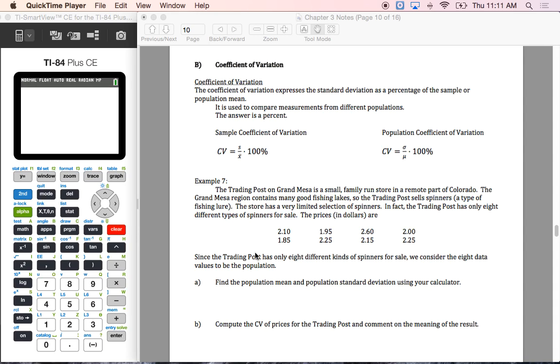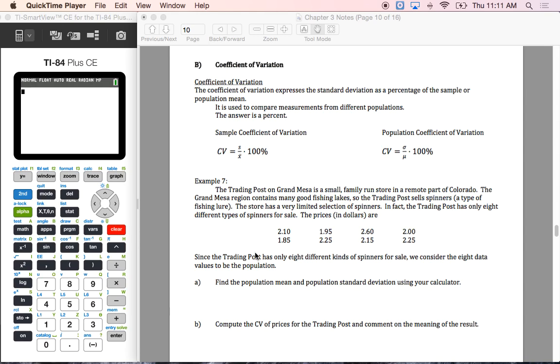So here we have the trading post on Grand Mesa, a small family-run store in a remote part of Colorado. The Grand Mesa region contains many good fishing lakes, so the trading post sells spinners, a type of fishing lure. The store has a very limited selection of spinners. In fact, the trading post has only 8 different types of spinners for sale. The prices in dollars are given there.